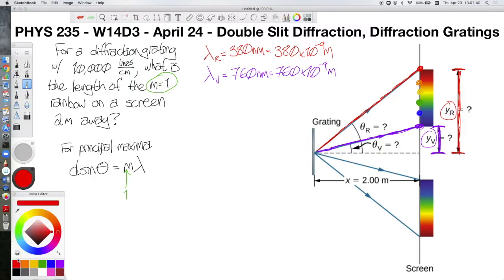So we have, for both of our colors, the wavelength. We know the value for M. We're going to need to find theta, because once we find our theta values, both for red and for violet, we'll be able to come over here to this diagram and do a little bit of right triangle trigonometry, where the purple triangle is outlined right here, and the red triangle is outlined right here. So we need to find theta. And if we're going to find theta for each of these colors, we need to find D, the distance between the slits.